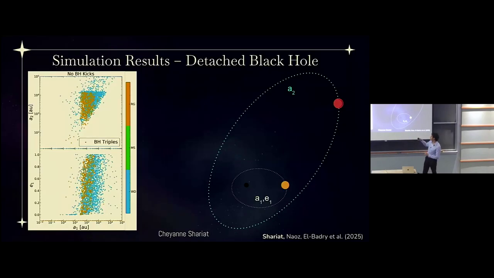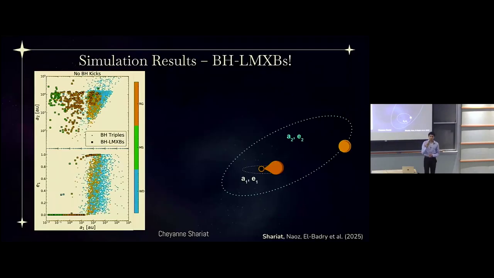It turns out that 14% of these detached systems did not remain detached in triples. 14% actually led to accretion and formed an LMXP. And those you can see here. So they have small inner semi-major axes, they're circularized, and if you look, the tertiary likes to be between 5 and 10,000 AU. So why is that?